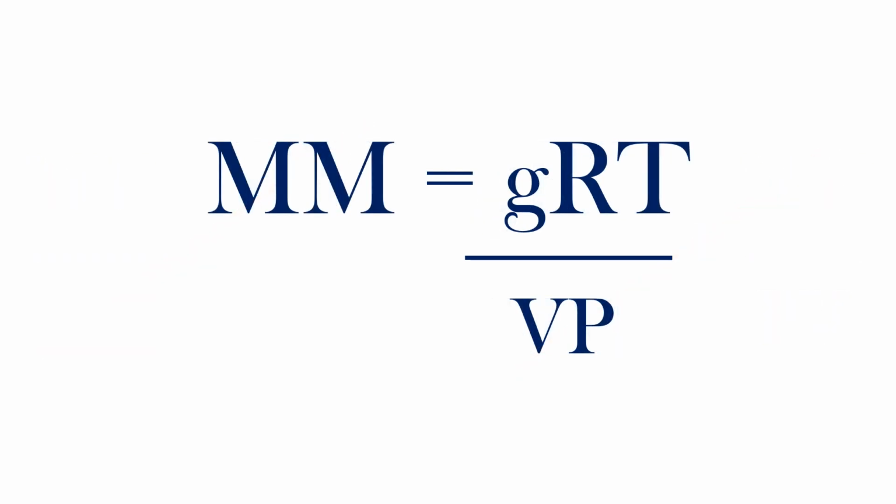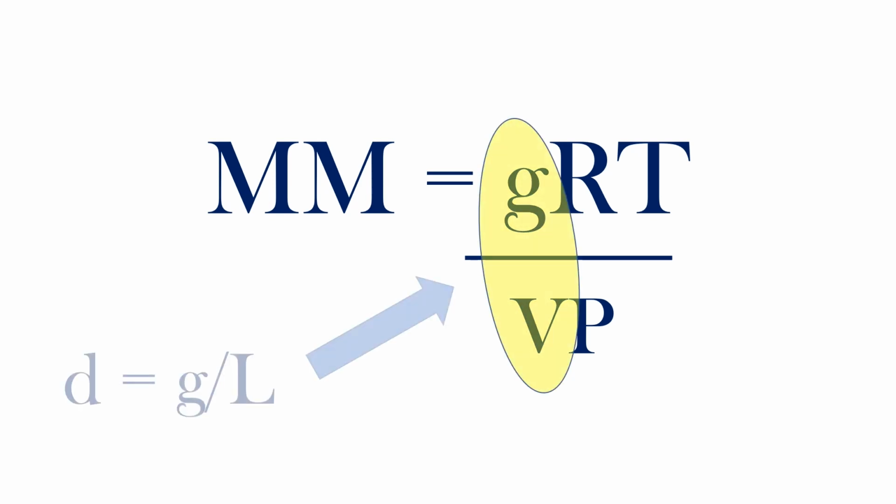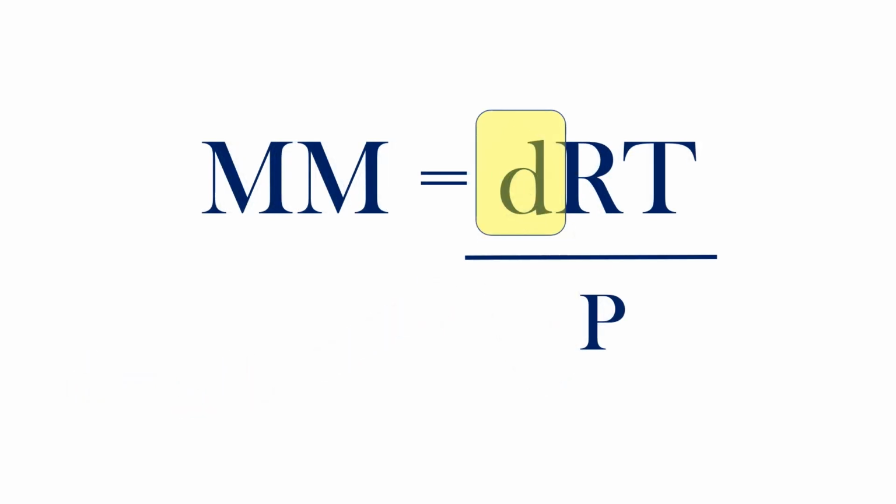Here is the final equation. Notice that the mass in grams over the volume in liters is the density of the gas. We can rewrite this equation in terms of the density. So here it is. We can identify the gas based on its molar mass, so long as we know the gas's density at some temperature and pressure.